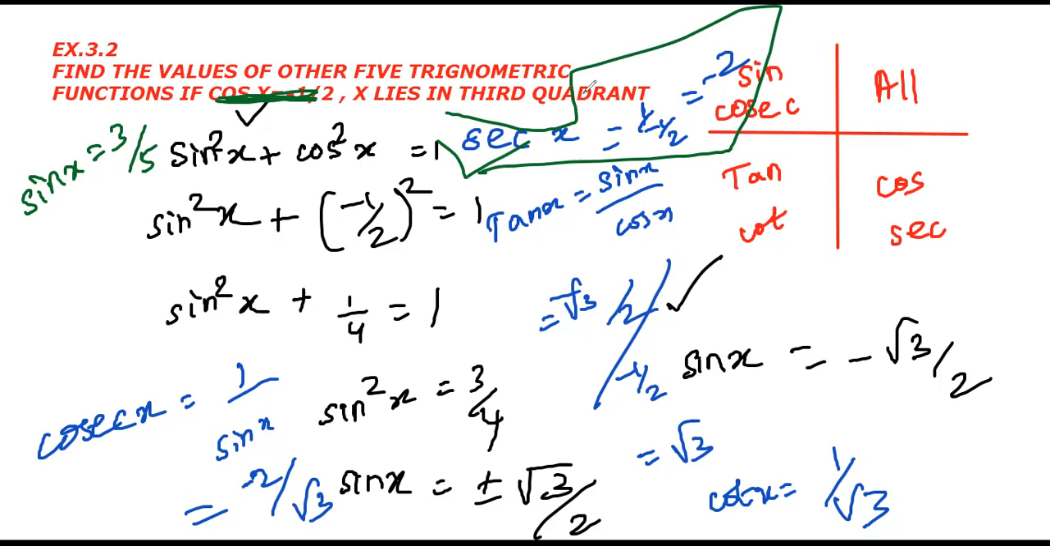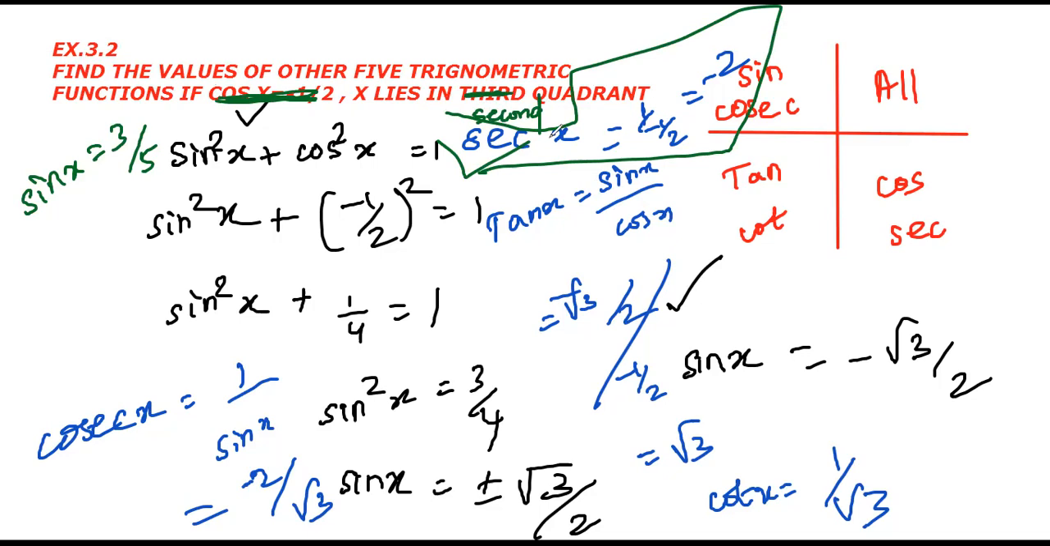Same question. Please change the cos x to sin x is equal to 3 by 5, and also x lies in the second quadrant. Please note down that as homework. X lies in the second quadrant.